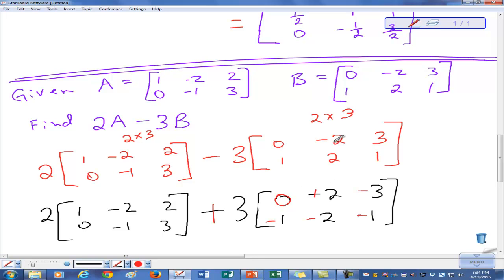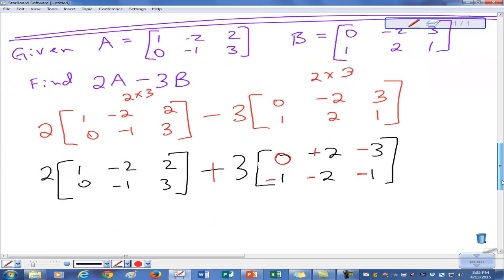And so the negative 2 becomes a positive 2, the positive 3 becomes a negative 3, the 1 becomes a negative 1, the 2 becomes a negative, and the 1 becomes a negative. Okay, so all I did was change the signs there.